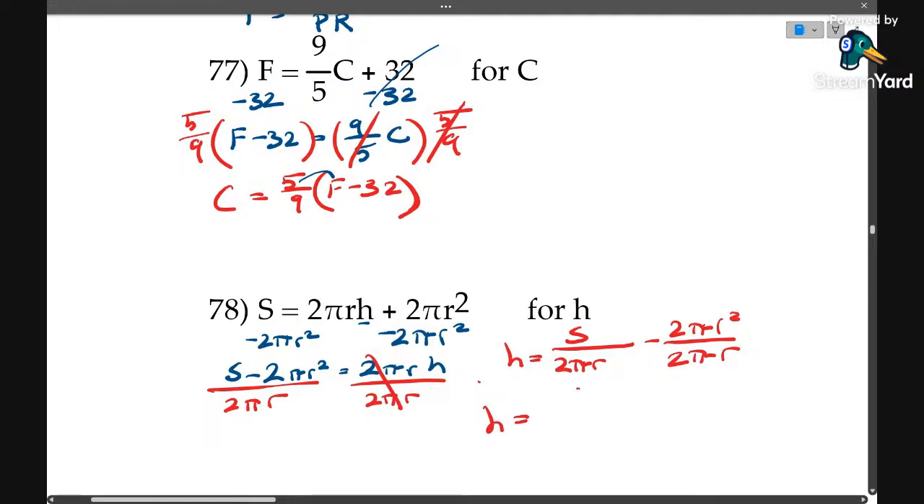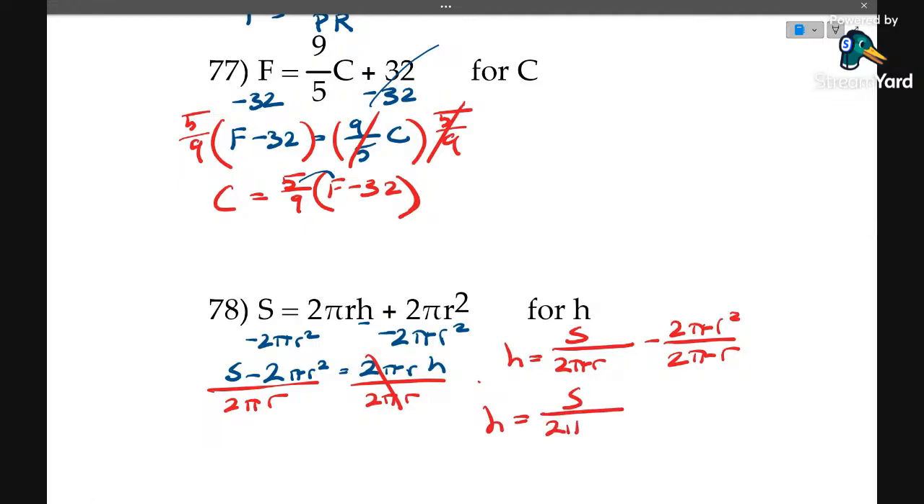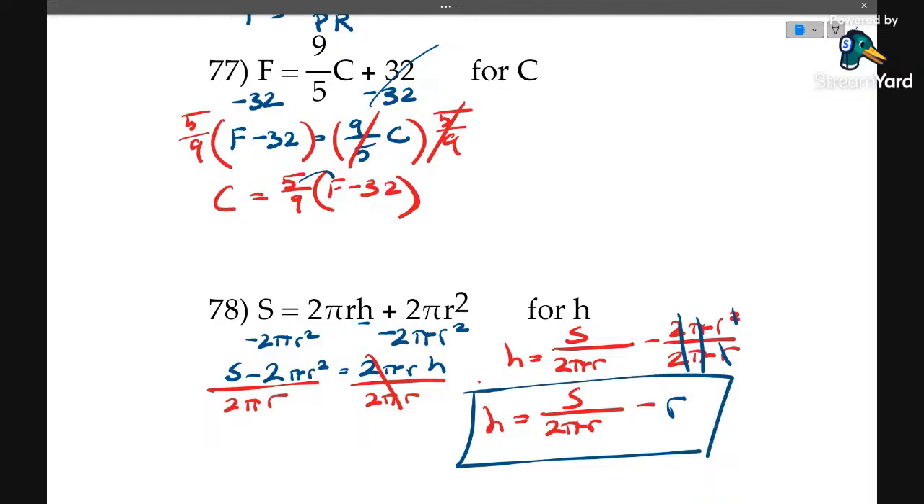So h will be equal to s over 2 pi r. And then on the right-hand side, the 2's will cancel, the pi's will cancel, and one of the r's will cancel with that. So we're just left with minus r for our height. So we have these two different equivalent expressions based off the simplification.